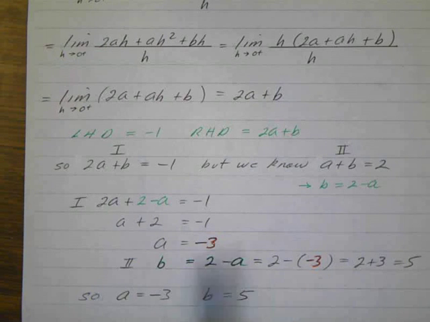I go back to equation 2. b equals 2 minus a. That's 2 minus negative 3. A negative times a negative is a positive, so it's 2 plus 3, which is 5. So b equals 5. So a equals negative 3, b equals 5. And those are the values for a and b that will make that function continuous and differentiable over its domain. Hope you follow that. That's a good one.